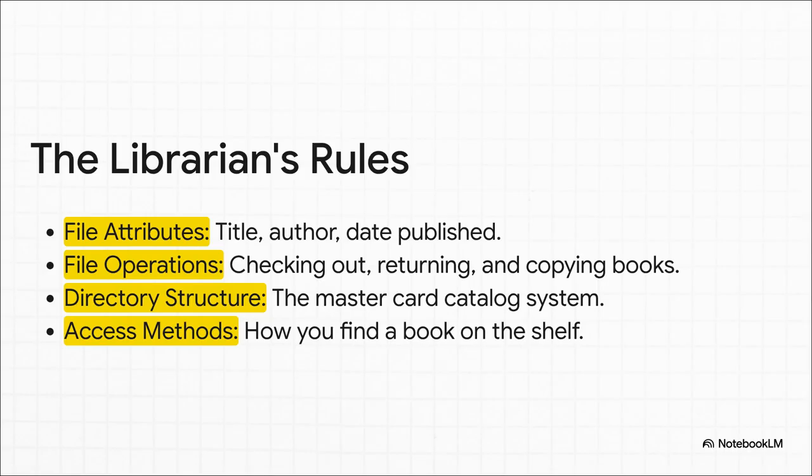For every book or file, it knows all the attributes, the title, the author, the date it was published. It handles all the operations like checking a book out, returning it, or making a copy. And most importantly, it maintains the whole directory structure. That's the master card catalog system that tells you exactly where to find anything you're looking for.